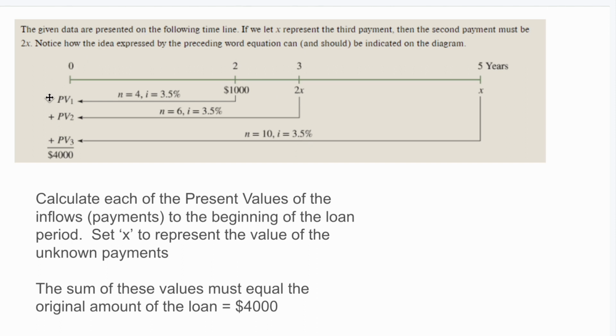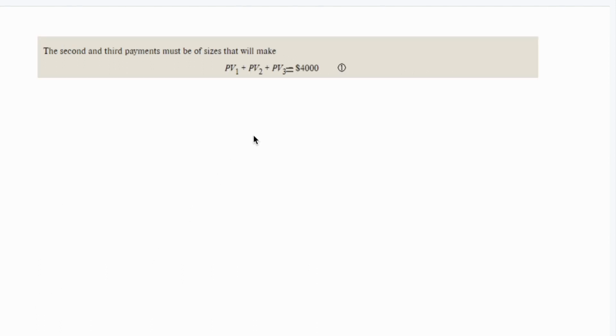Now, if we were to calculate this and this and this, add them all up, it will come to $4,000, right? So that's known. So we can calculate this PV1 because we have $1,000. We can calculate a value of X for there, and we can calculate a value of X for there, which is the second and third payment. So that has to equal $4,000. So the present value of 1 plus the present value of 2 plus the present value of 3 will equal $4,000. That's the basic concept.